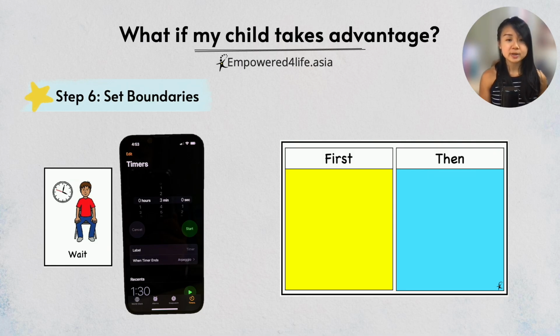With a visual in place, it not only helps your child to visually map out what is going to happen, it will help your child to be able to regulate their own emotions and also understand there are rules for certain situations.